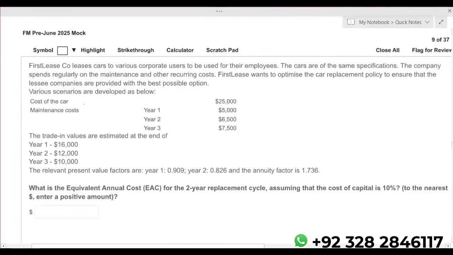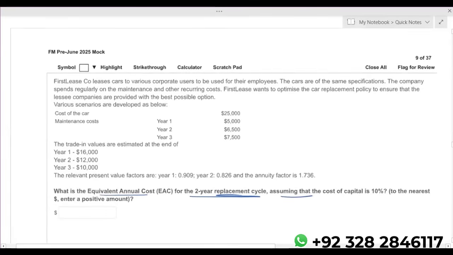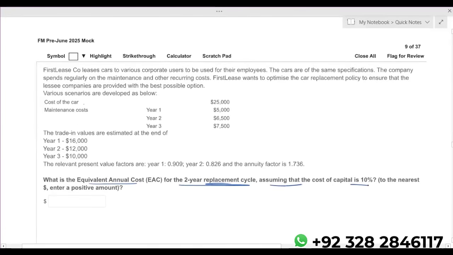Okay, let's see. What is the equivalent annual cost for a 2-year replacement cycle, assuming that cost of capital is 10%, to the nearest dollar? And the examiner says, enter a positive amount. Please read the questions properly. There's no need to put a negative sign here. Even though we know that when we calculate annual equivalent value, it comes in negative, the examiner has categorically mentioned that please enter a positive value, whatever your answer comes. And you just need to calculate the annual equivalent cost for the second year.